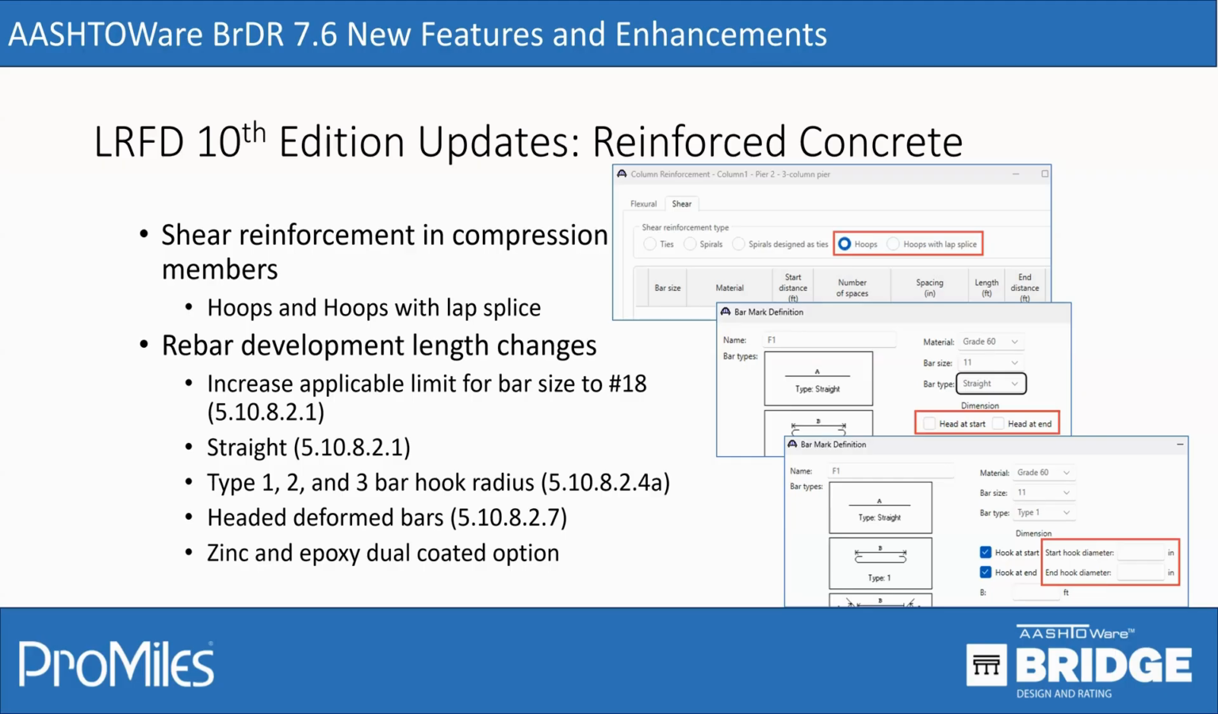So essentially on the right hand side, you can see the input for straight bars. You can indicate whether your bars are headed at start and headed at end. Essentially that would change the development length calculations to consider the headed bars. If you don't have head at the start, then it would use a straight bar equation. If you do have head at the start, it would use the headed deformed bars equations. Also, as I was saying, for hook bars, you have the option to enter the start and the end hook diameter for consideration in the development length calculations at the start and the end of the bar.